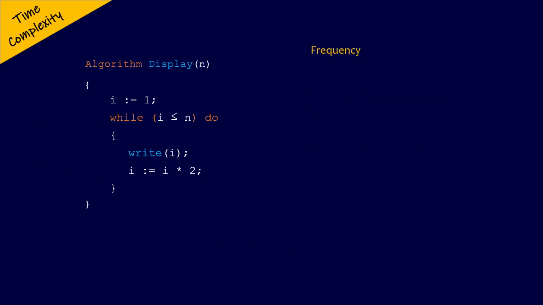The first statement of the algorithm is I is assigned value 1, which is an assignment statement. An assignment statement takes unit time to compute, so its frequency is 1. Then we have the while loop. This while loop will execute for log n to base 2 plus 1 times, which we have computed. Then the statements within the while loop will execute for log n to base 2 times. So the write statement, which is a primitive statement, will execute for unit of time.